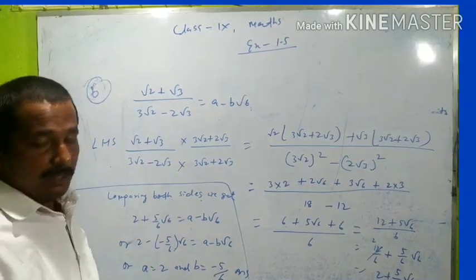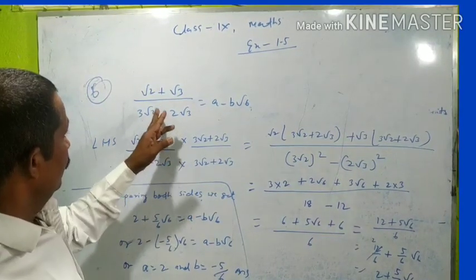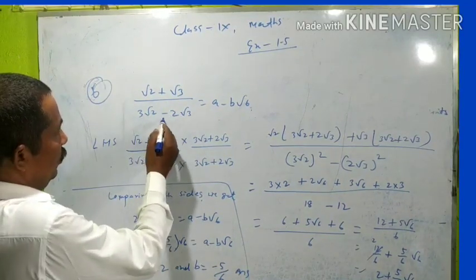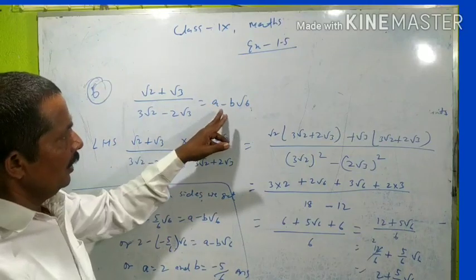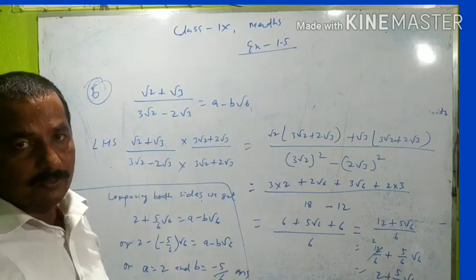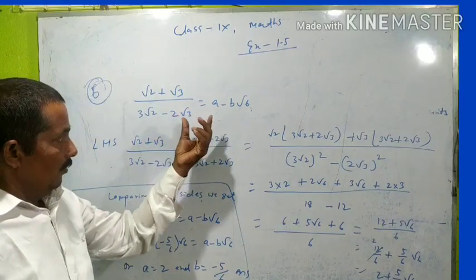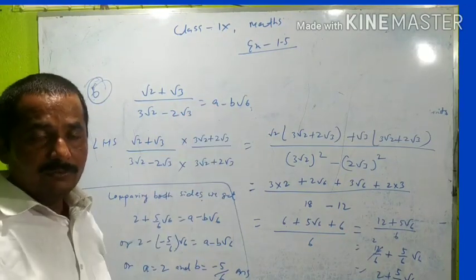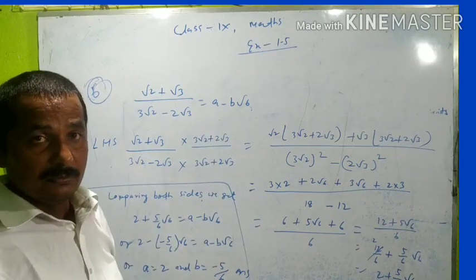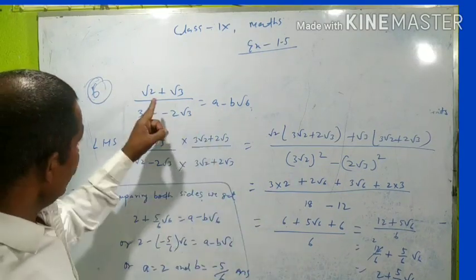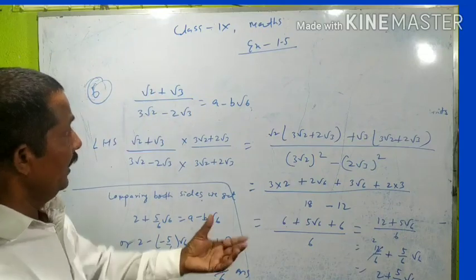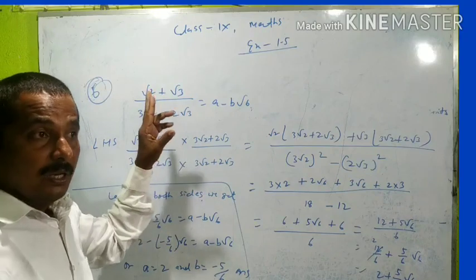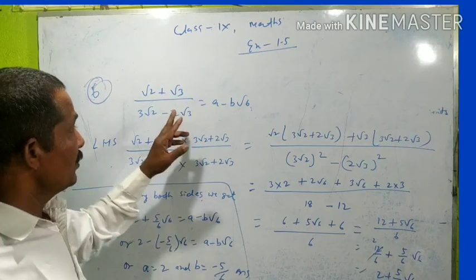Now question number 6. The question is here: root 2 plus root 3 by 3 root 2 minus root 3 is equal to a minus b root 6. From this question, we are being asked to find the values of a and b. So first of all, you will go ahead with the LHS, which means you will solve the left side part.